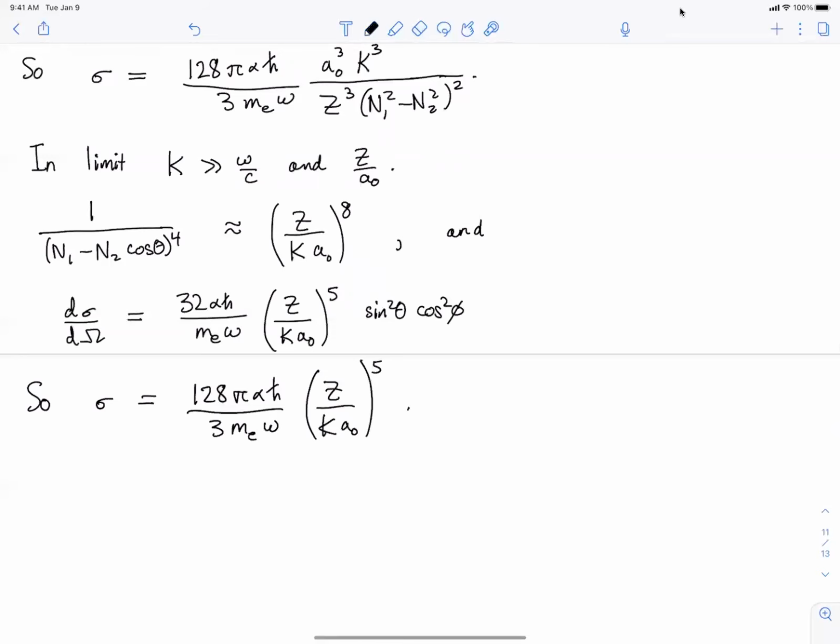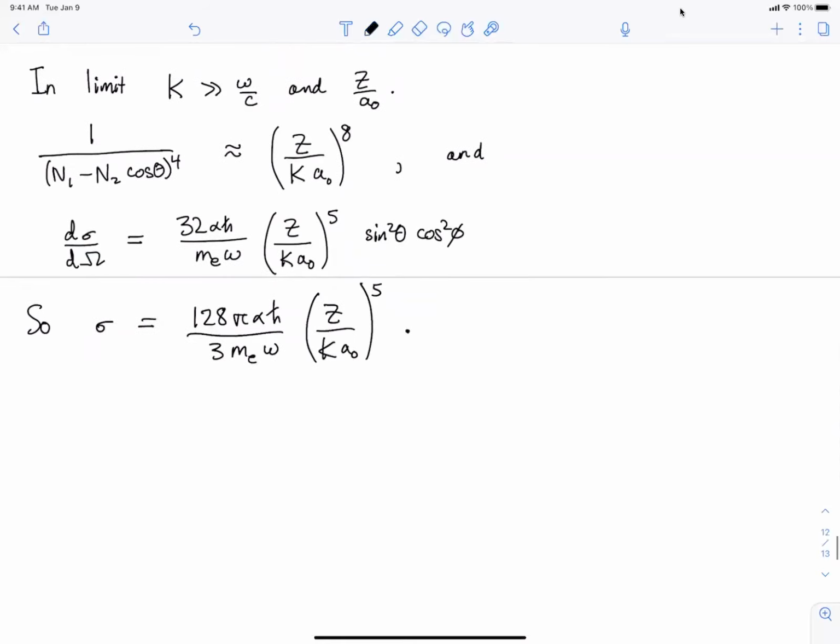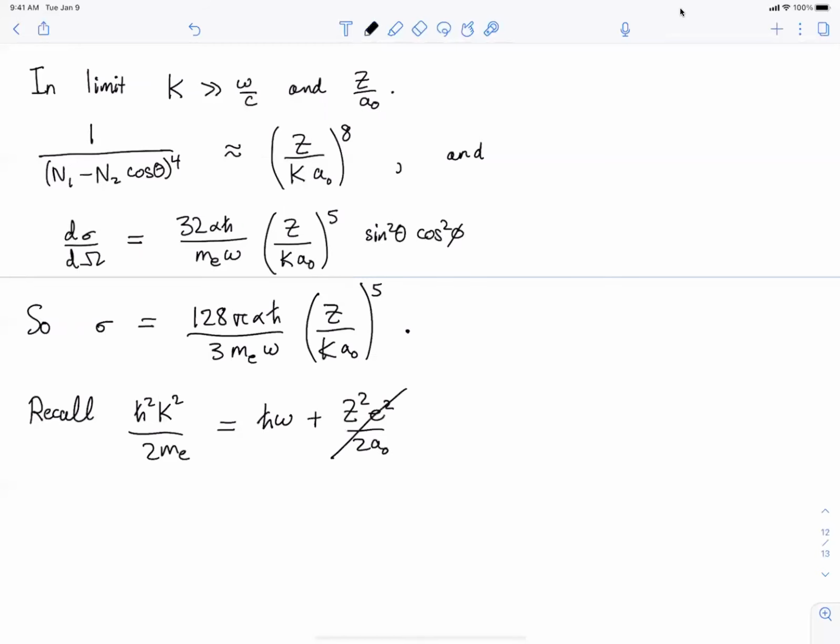Okay, now we can even write this in a slightly neater way by recalling specifically that h bar squared k squared over twice mass of the electron, that's the energy of the final state electron, that's equal to h bar omega plus this factor from the binding energy. But this is specifically what we're assuming is small. And so really, capital K is approximately square root of 2 me omega over h bar.